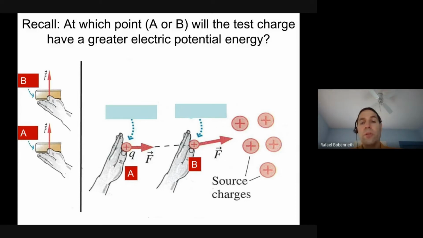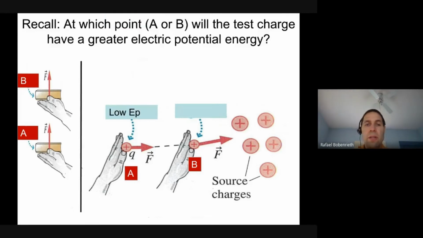Well, the same thing is true in the scenario on the right here. The electric charge that is at point B has a higher electric potential energy because it is at a spot in the electric field where the electric potential is higher, okay?